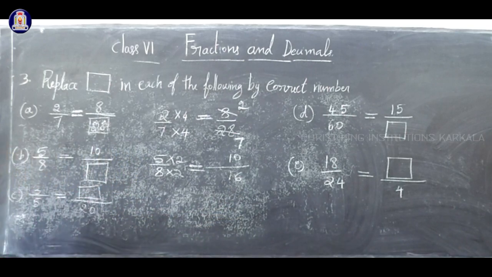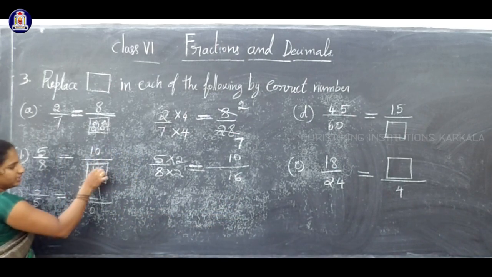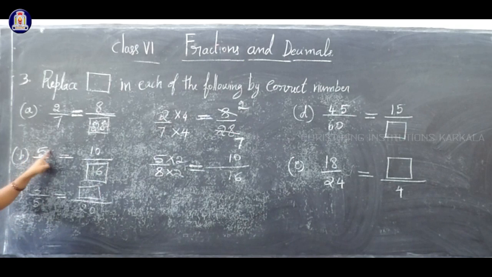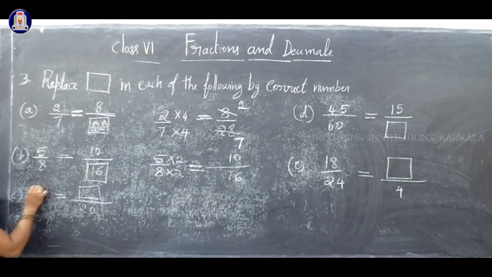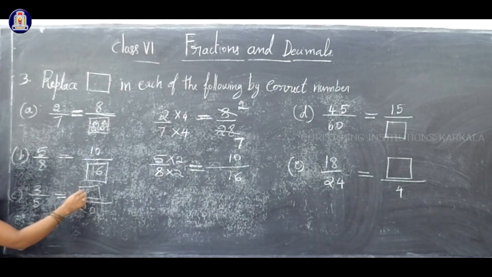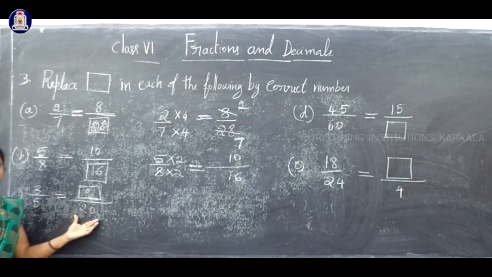Clear? So we can write the value in the denominator is 16. So 5 2s are 10 and 8 2s are 16. Now the third question: on the left hand side the fraction is 3 by 5, and on the right hand side the numerator is not given. The question mark you can see is the right hand side numerator, correct? So what is the value in the denominator?